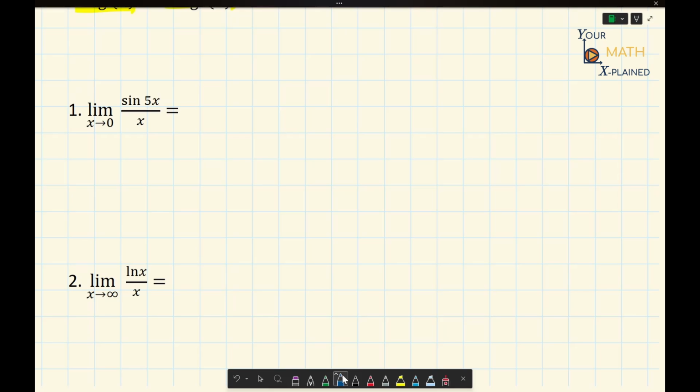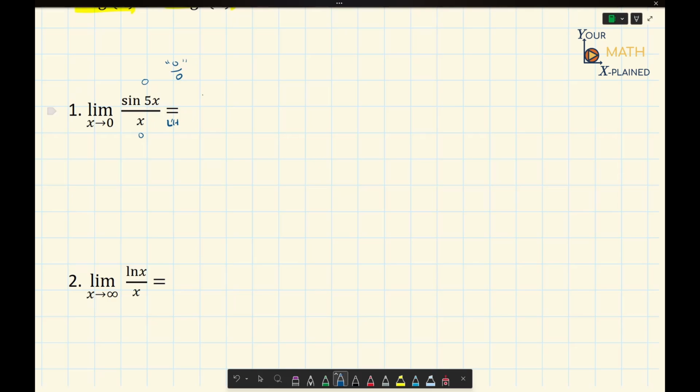For the first example, we want to take the limit as x approaches 0 for sine of 5x over x. So notice that if we try to substitute in 0, our numerator is going to be sine of 0, which is 0, and then our denominator is also 0. So right now, we have our indeterminate form of 0 over 0, which means we can go ahead and use L'Hopital's rule.